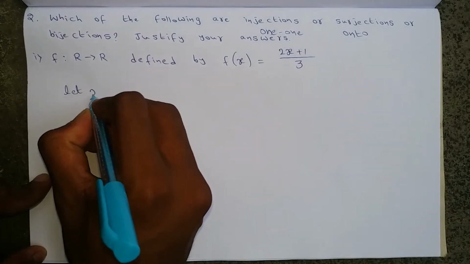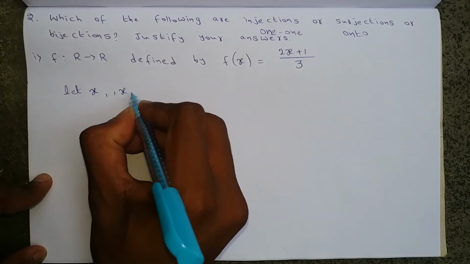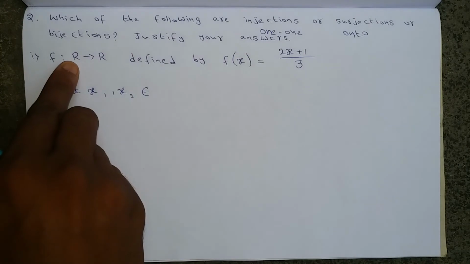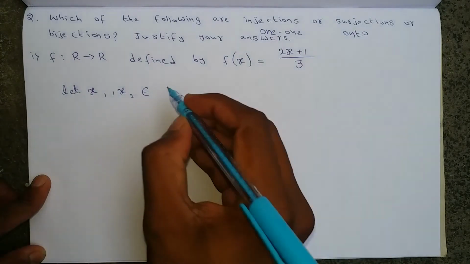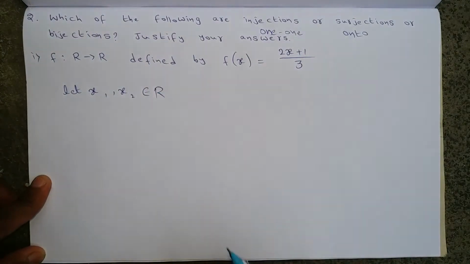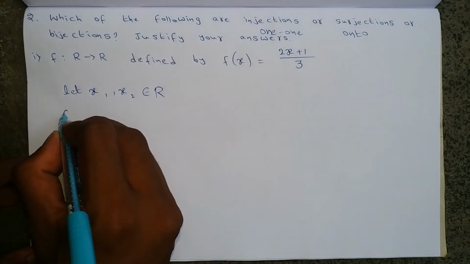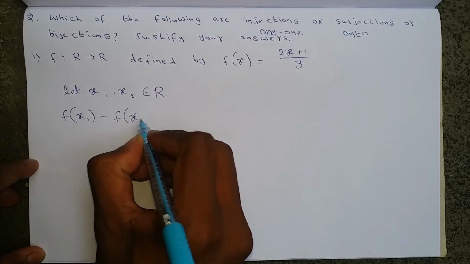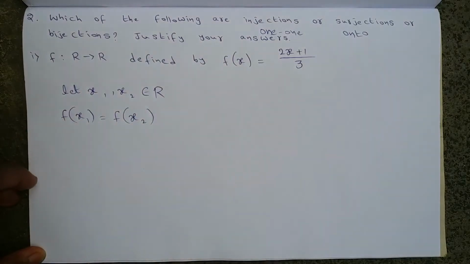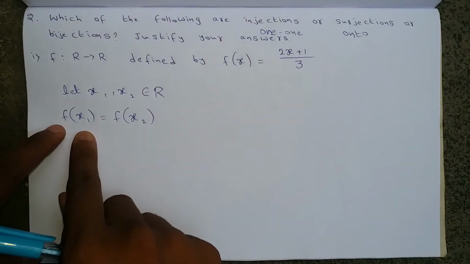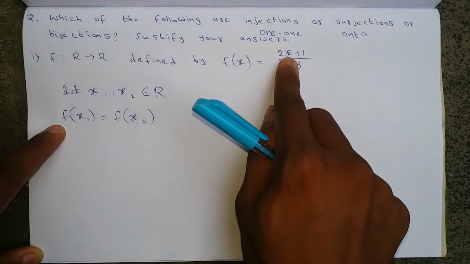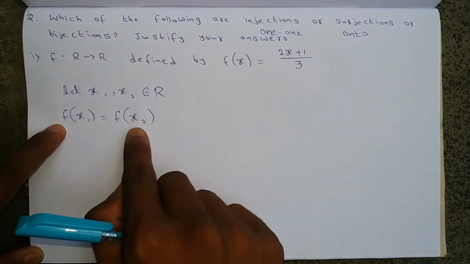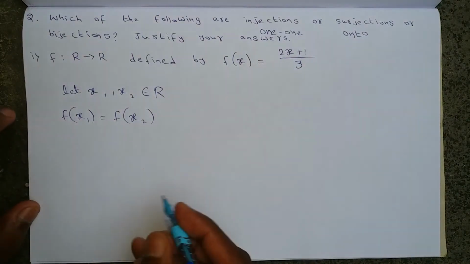Let x1 and x2 belong to real numbers. Then f of x1 should be equal to f of x2. It's very simple. F of x1 is nothing but in the place of x we need to substitute x1. F of x2 is nothing but in the place of x we need to substitute x2.